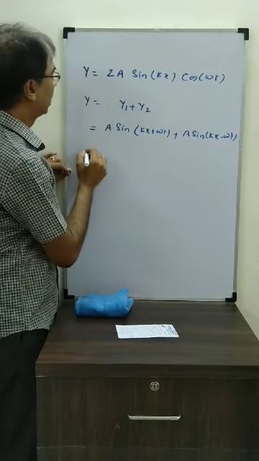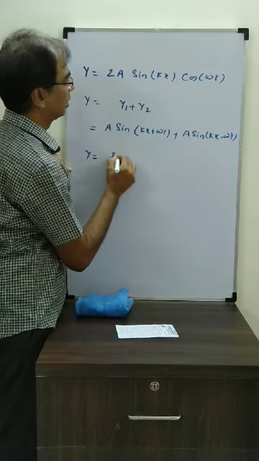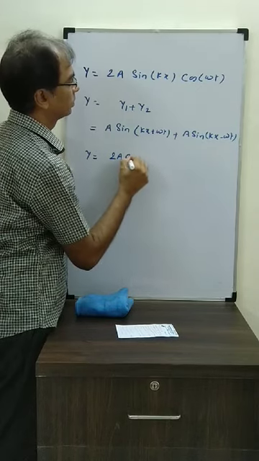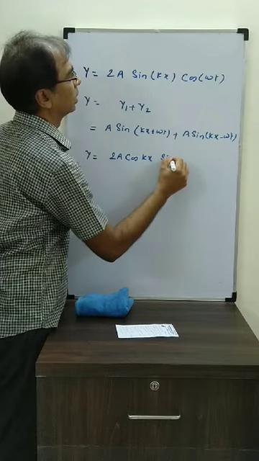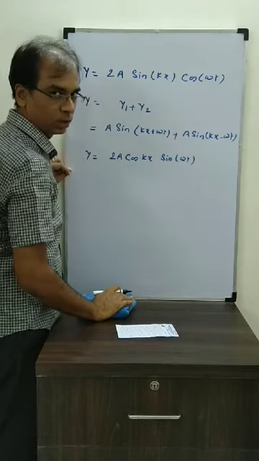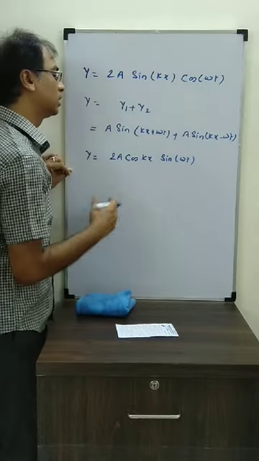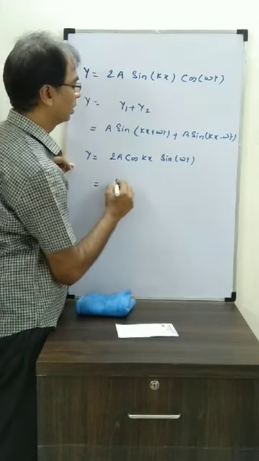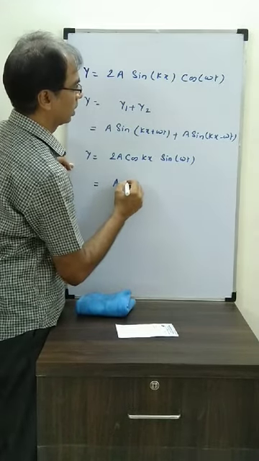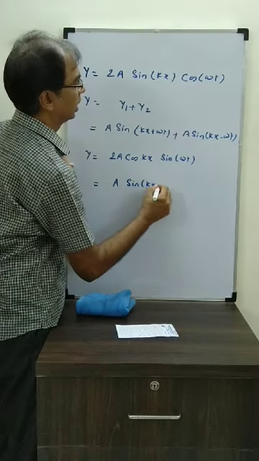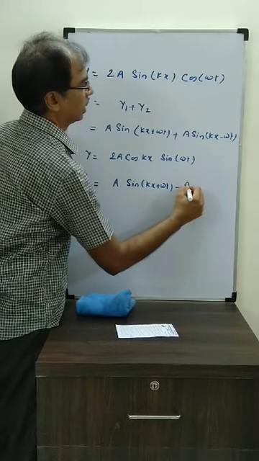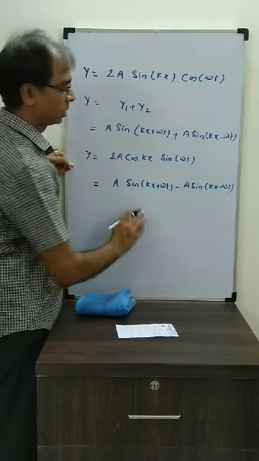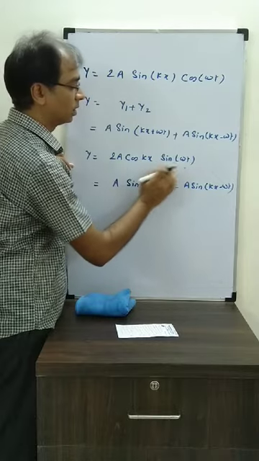Same way, a standing wave can also be written like this. It can be 2a cos kx sin omega t. This is also a standing wave. If suppose this standing wave is given and it is asked from us to write its constituent waves, then what we will be writing? Again, this will be a sin(kx plus omega t) minus a sin(kx minus omega t). Okay, these will be the constituent waves for this equation.